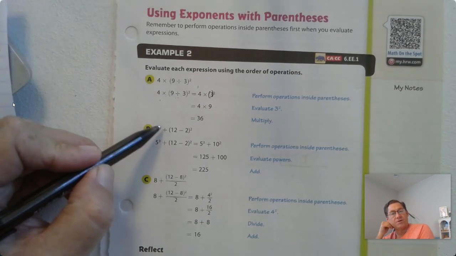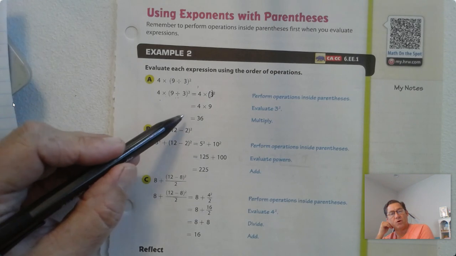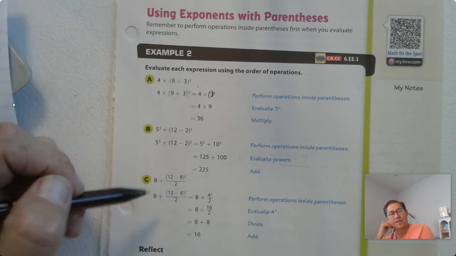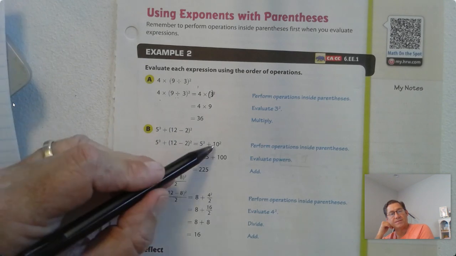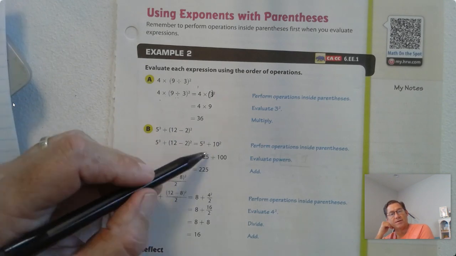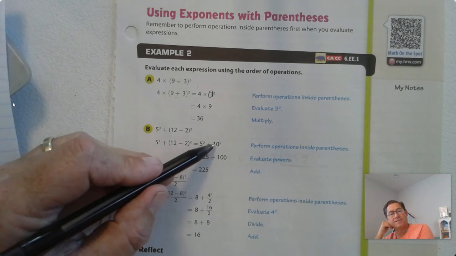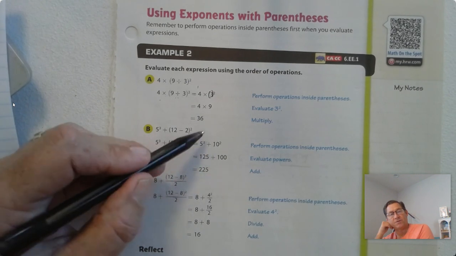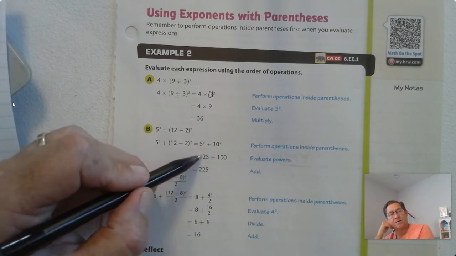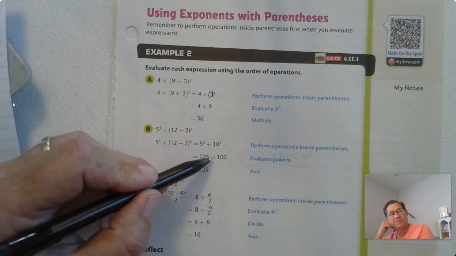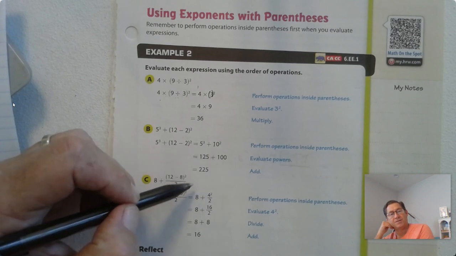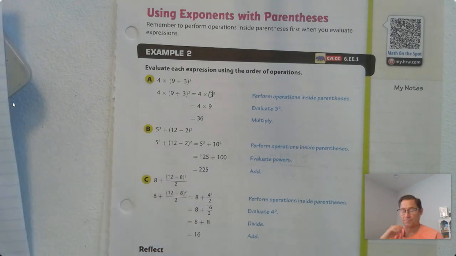B, 5 to the third plus the difference of 12 and 2 squared. Do what's in the parentheses first. So 12 minus 2 is 10. So 10 squared. So we have 5 to the third plus 10 squared. Do the exponents first. So 5 to the third is 125. 10 squared is 100. We didn't do anything with the addition. So 125 plus 100 gives us 225.